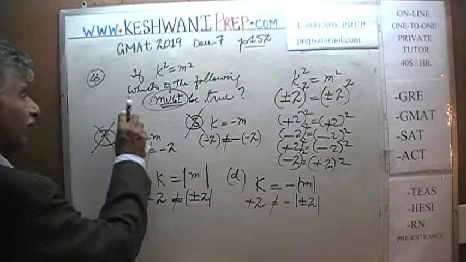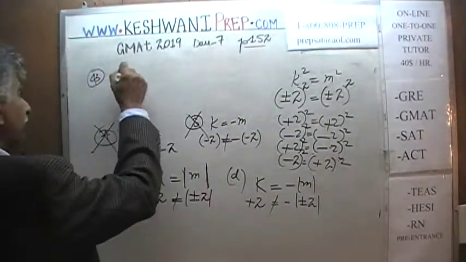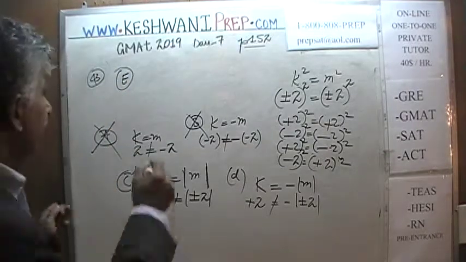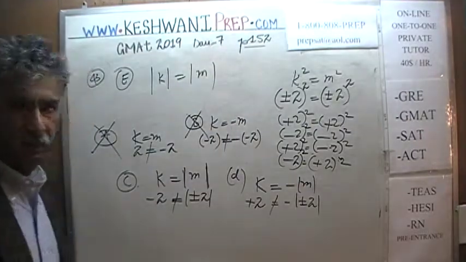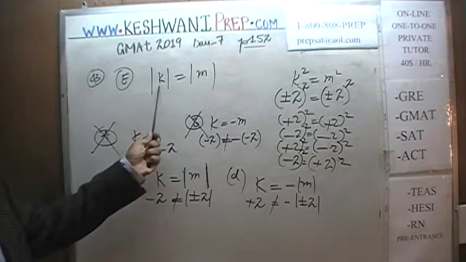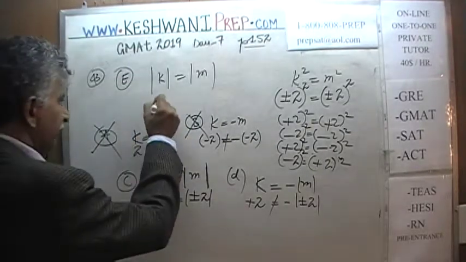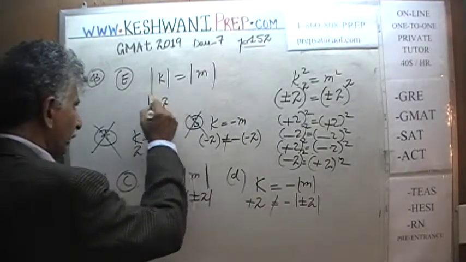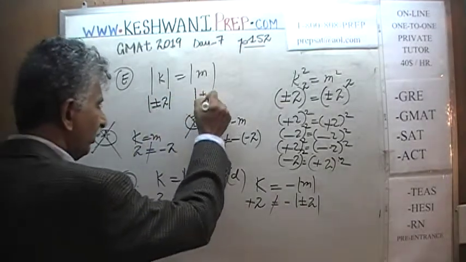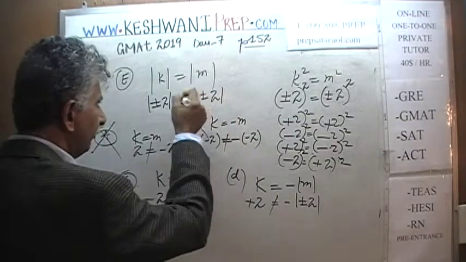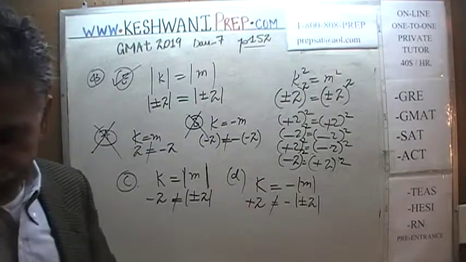There is only one statement that has to be true all the time, and that statement is the very last statement that they give us, answer choice E, which is simply that the absolute value of k has to equal the absolute value of m. In that case, it doesn't matter whether k is positive or negative, whether m is positive or negative. Whether k is positive 2 or negative 2, the absolute value of k in both cases will be 2, and the absolute value of m will also equal 2. This statement will always be true.